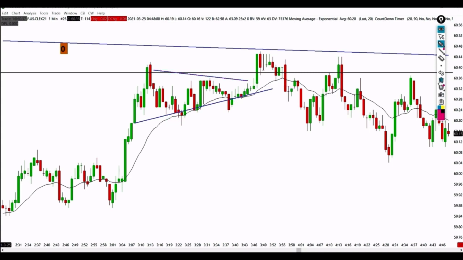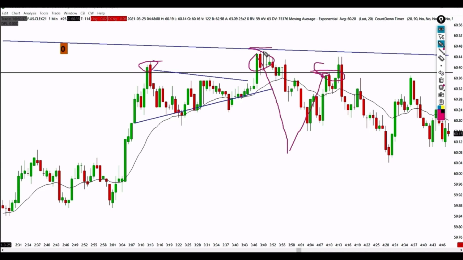Another way you can enter is again what I told you before. You wait for it to break these lows and then come back, and it will give you some type of head and shoulder situation where you have that right shoulder. As soon as it comes back to this area right here, you can get in somewhere around here, and you can put your stop loss above the candle.